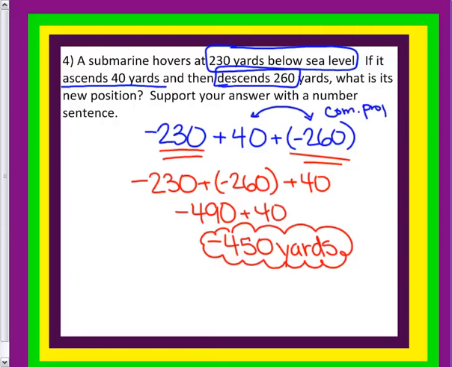And that's of addition. So now I can add all the negatives together first and get -490 plus my +40. These are different signs, so I keep the sign of the bigger, this one right here, and I subtract 40 from 90 and I get 50, and so it's -450 yards. Labels are important.